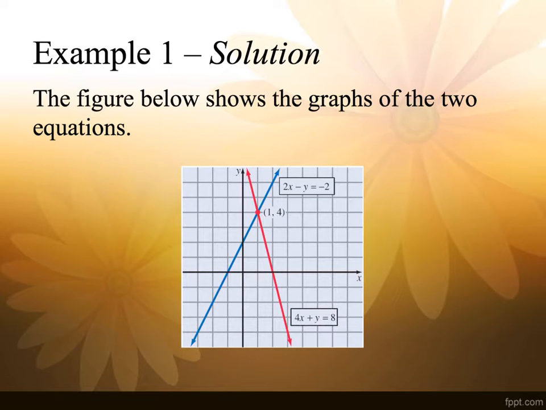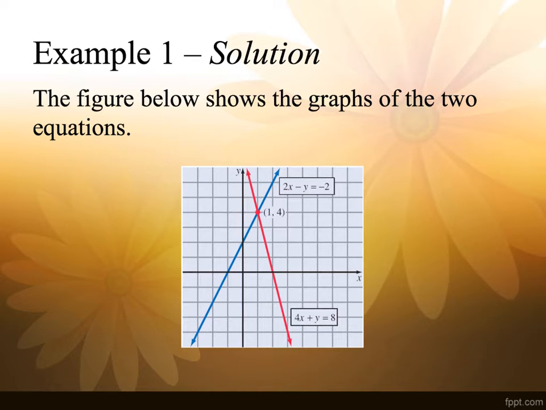And here we see the result of our system of equations. So the blue line is the first equation, 2x minus y equals negative 2. And notice we plotted the y-intercept, which doesn't completely show in this picture. We also plotted the x-intercept of 2. And we drew a line through those 2 points, and that formed the line.